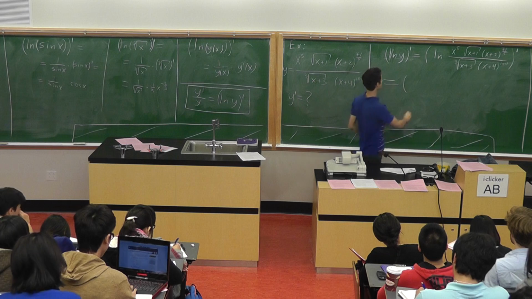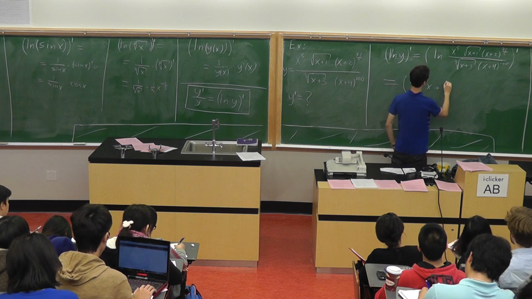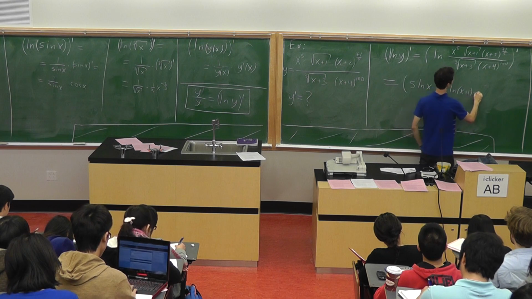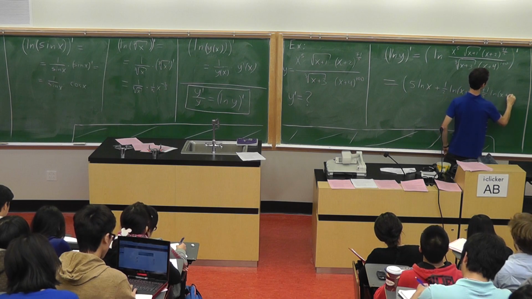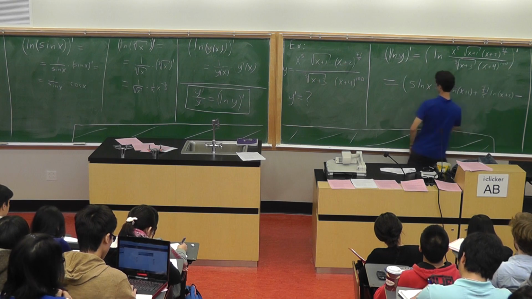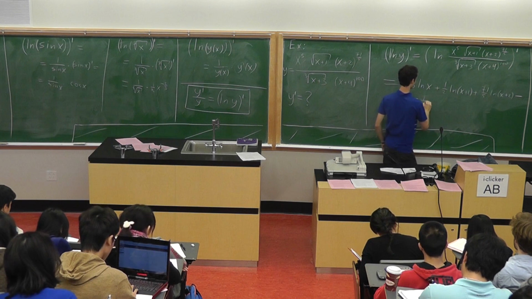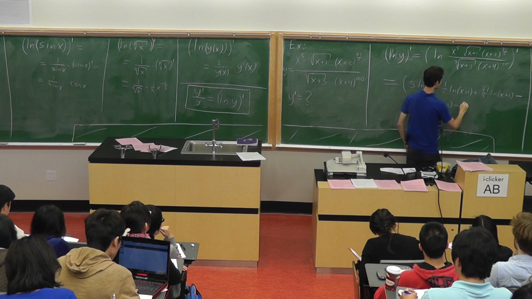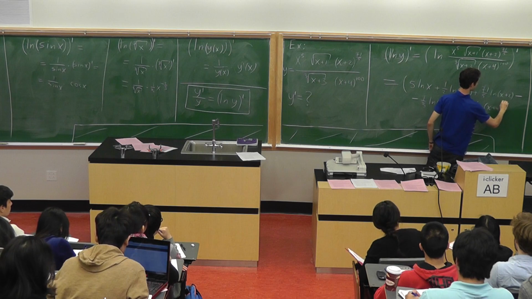I can write it as 5 times ln of x plus 1/2 ln of (x plus 1) plus 71/5 ln of (x plus 2) minus, now I go to the denominator, so I take minus signs, 1/3 ln of (x plus 3) minus 100 ln of (x plus 4).